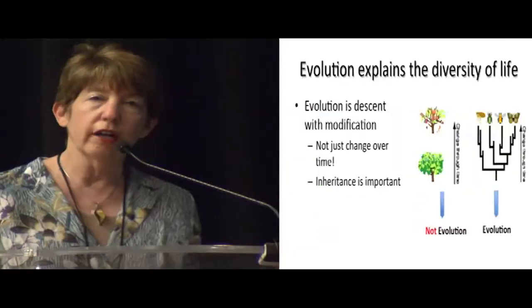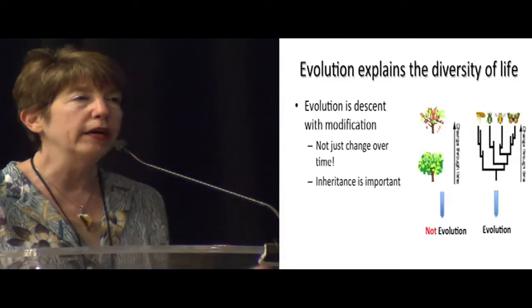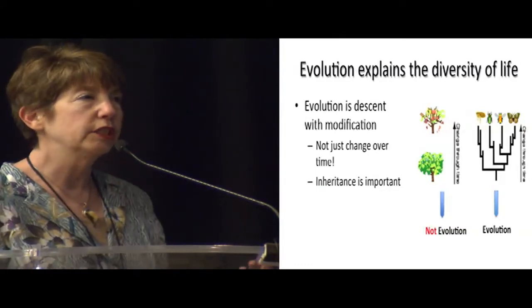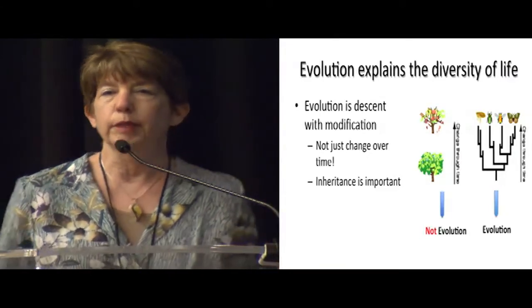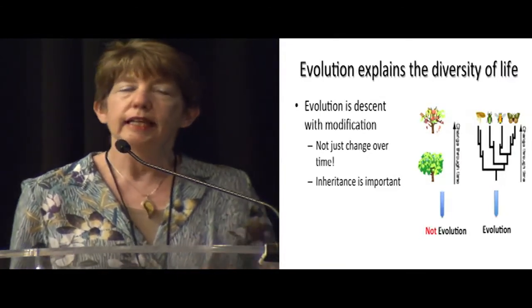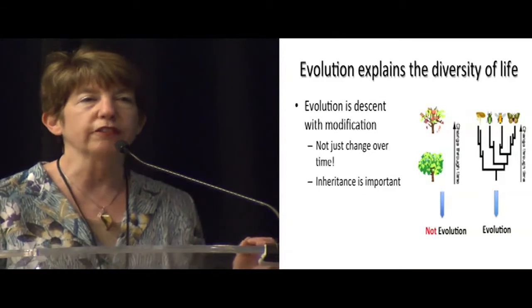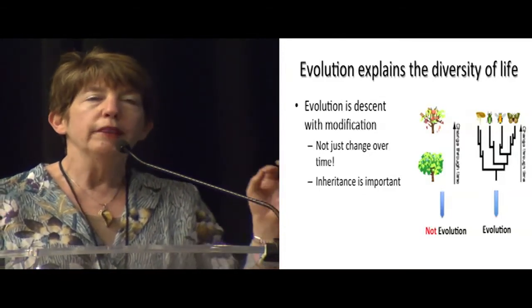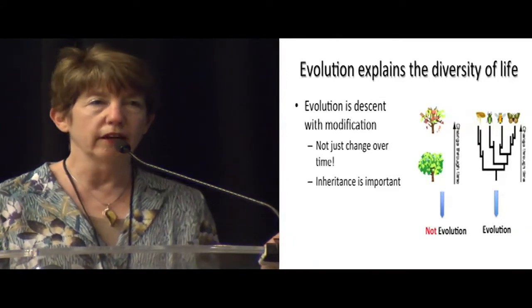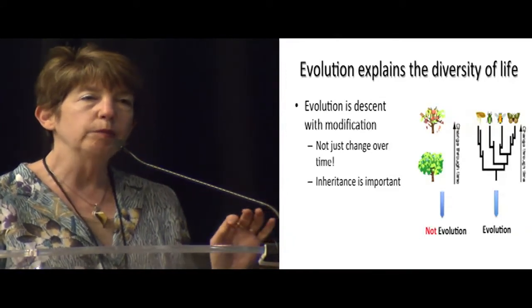But before I start talking about it in a little bit more detail, I want to remind you about what evolution is and isn't. So the short, kind of jargony explanation is that evolution is descent with modification, which is a fancy way of saying that things change over time. But there's a really important point there that sometimes people miss.